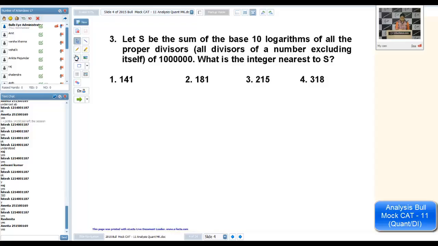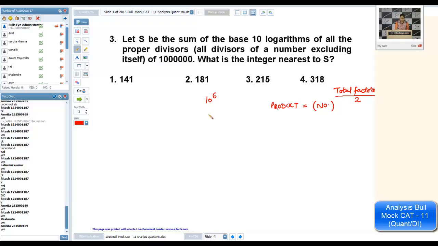Let S be the sum of the base 10 logarithm of all the proper divisors. Proper divisors mean all divisors of a number excluding itself of 1 followed by 6 zeros. What is the integer nearest to S? So, what is the question asked? See, first of all, the number given is 10 raised to power 6. To solve this question, you must know the formula for product of all the divisors. Product of all the divisors is number raised to power total factors divided by 2.